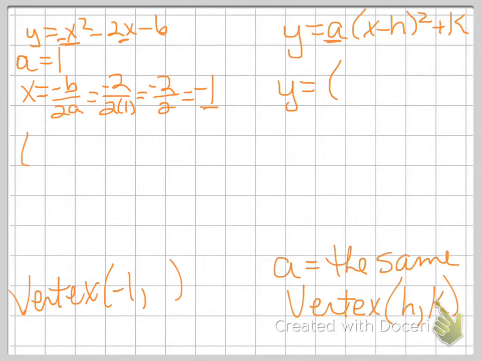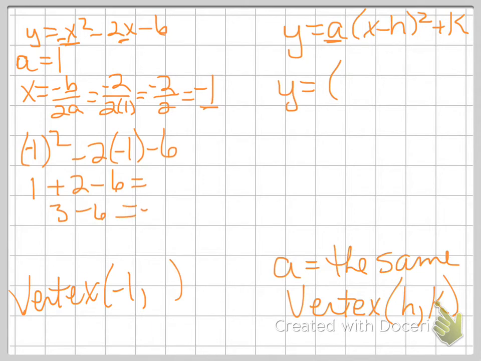So I'm going to have negative 1 squared minus 2 times negative 1 minus 6. Negative 1 squared is 1. Negative 2 times negative 1 is plus 2. Minus 6 gives me 3 minus 6, or negative 3. Okay, so there's the y in my vertex.